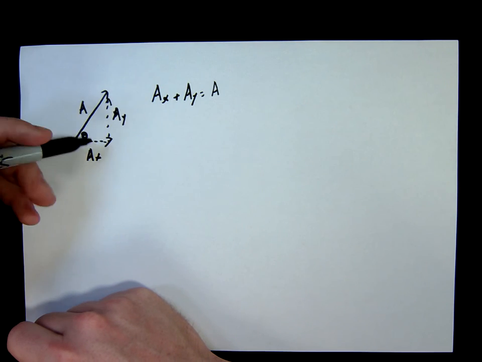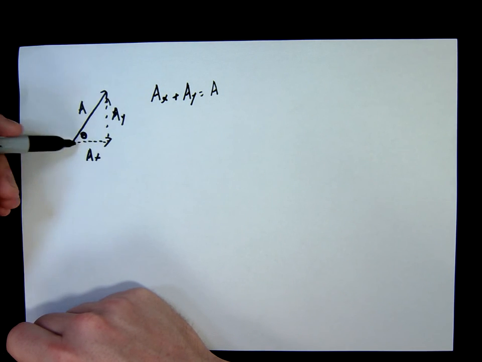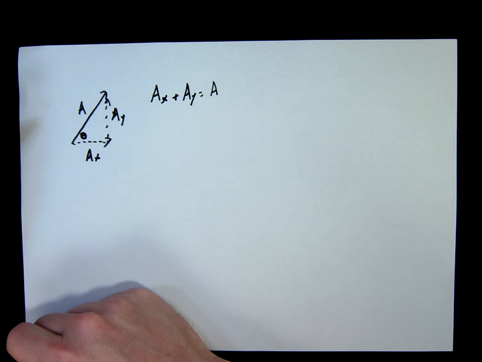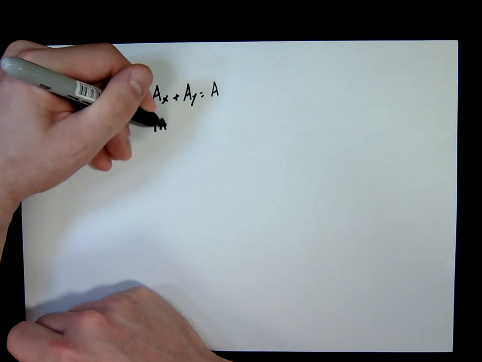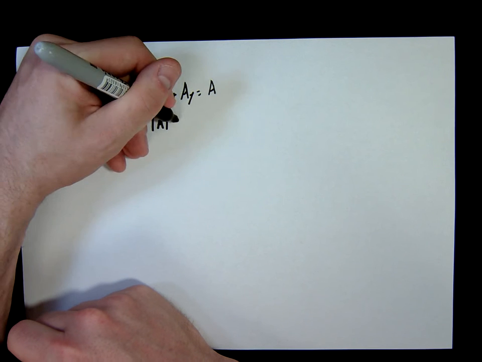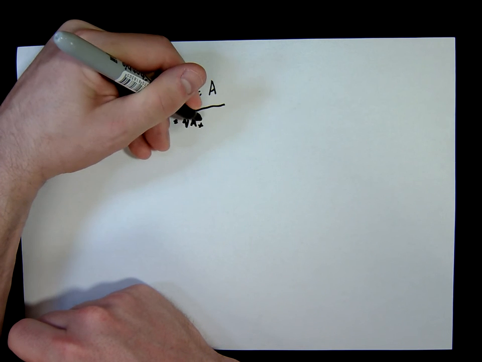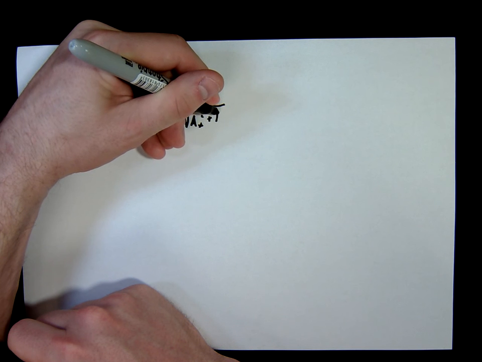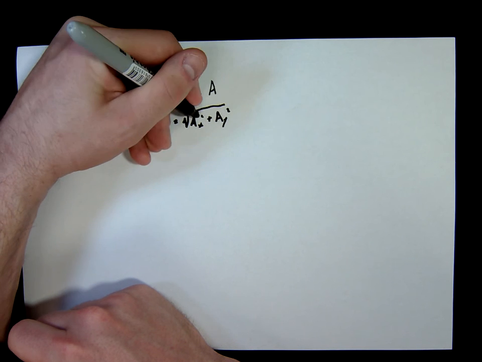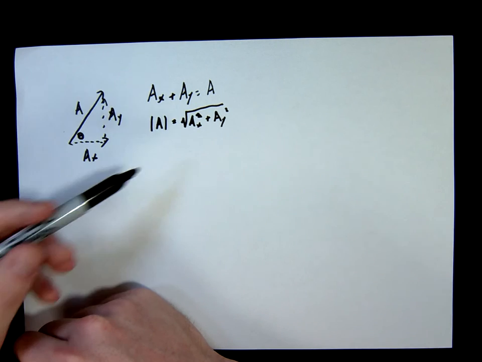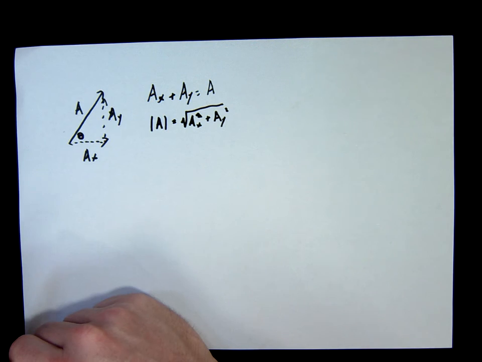And you'll notice, how do I calculate that? I'm going to have to use the Pythagorean Theorem. In other words, to get the magnitude of A, and this symbol here means the magnitude of A, that's equal to the square root of AX squared plus AY squared. So you end up getting something like that for the Pythagorean Theorem.